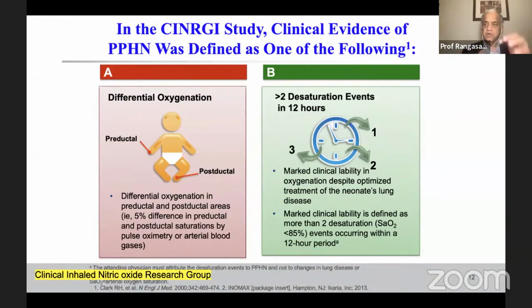If the baby is also shunting through the PFO, you may not find any difference between pre and post. So presence will help you. If it is absent, it doesn't rule out that the baby is having a right to left shunt. Another definition they used in the study of inhaled nitric oxide for late preterm and term babies is two desaturation events in a 12-hour period, that is, saturation dropping below 85 occurring within 12 hours of observation or monitoring.